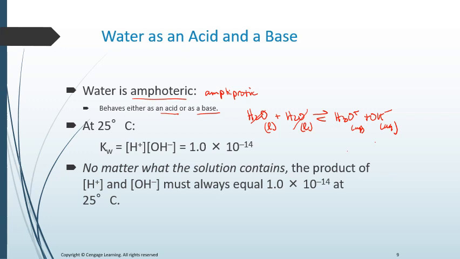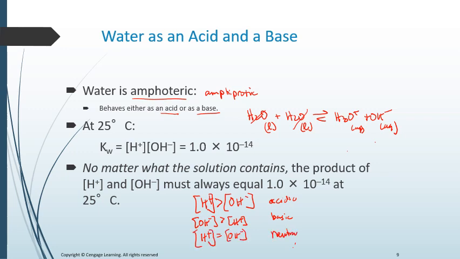Now, just a couple of quick things to remember. In comparison, if my H+ is greater than my OH minus concentrations, or the H3O+, then that would tell me that my solution is acidic. If the OH minus is greater than the H+, then that would tell me that I would have a basic solution. And finally, if the H+ is equal to the OH minus concentrations, then we have a neutral solution.